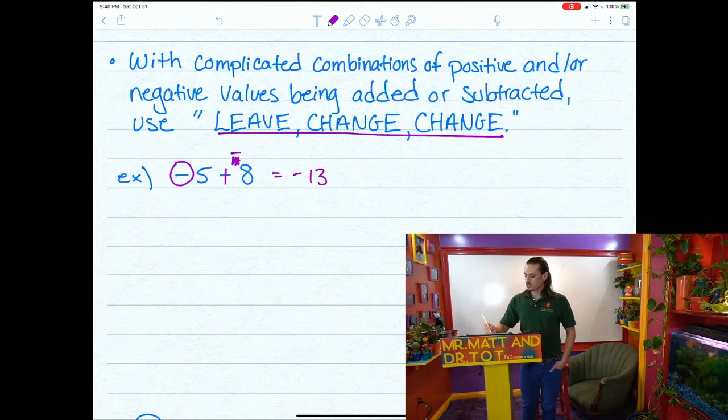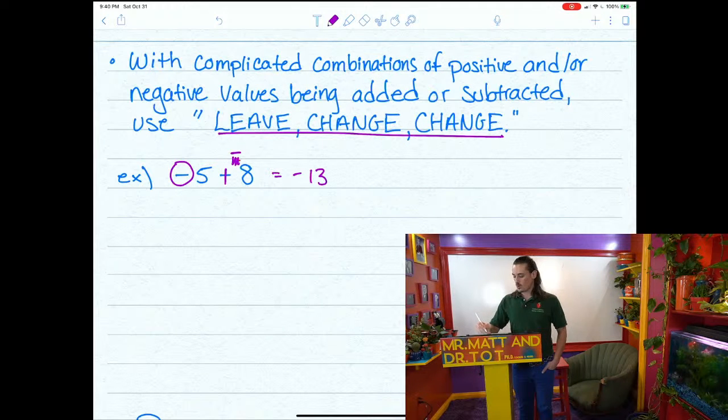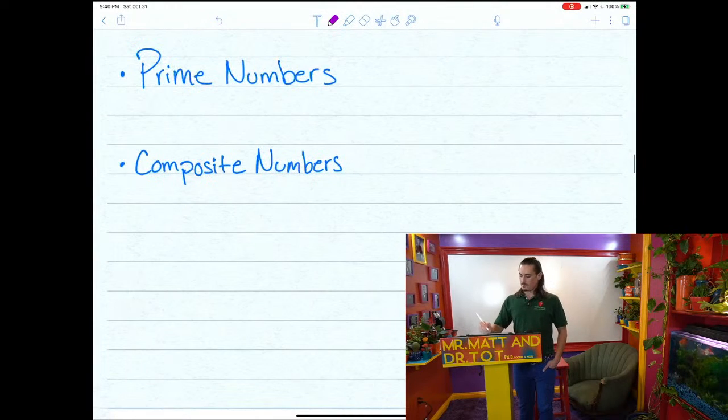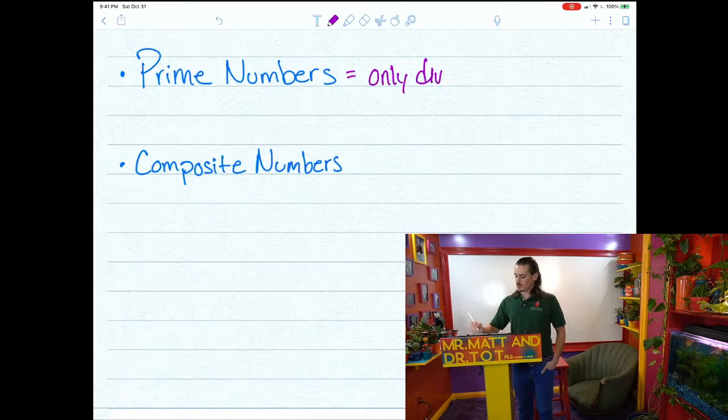Prime numbers, just want to do some reminder of the definition here. Prime numbers are only divisible by 1 and itself. Composite numbers are all other numbers, with more factors than 1 and itself.